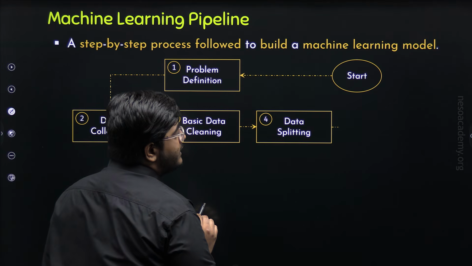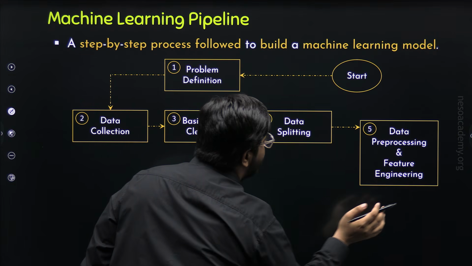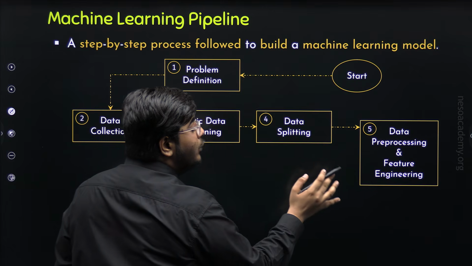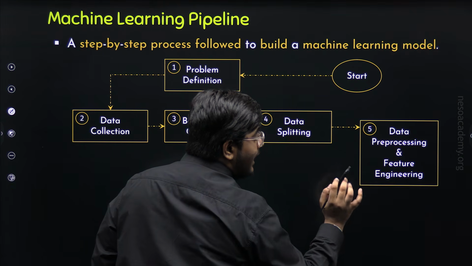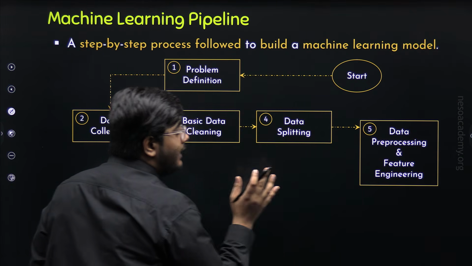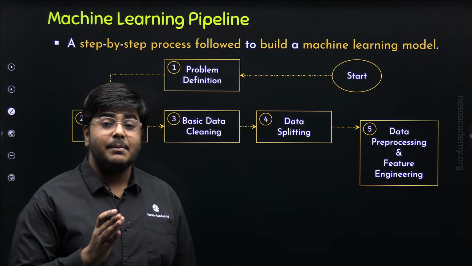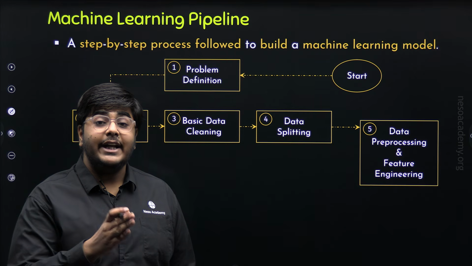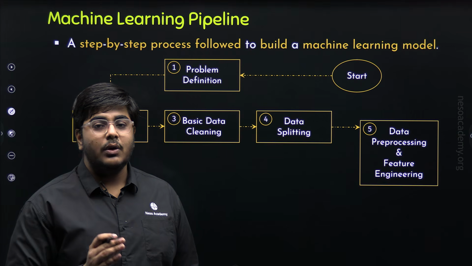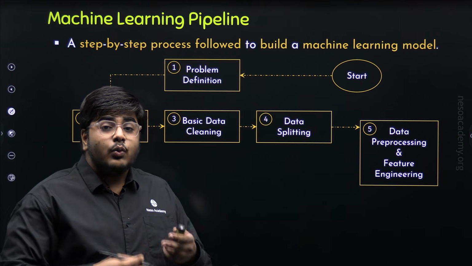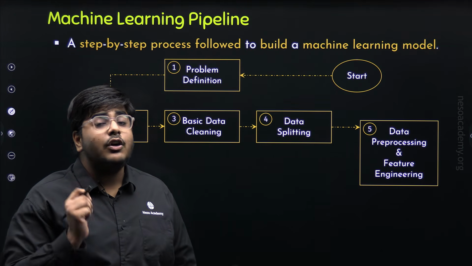After that, the fifth step is data pre-processing and feature engineering. So after data splitting, we need to prepare the data. Now, data preparation includes data pre-processing and feature engineering. Let's first talk about what is data pre-processing. Data pre-processing is the process of converting the data into a format that a machine learning algorithm can understand. So, in data pre-processing, we convert our data into a format that is understandable by a machine learning algorithm.